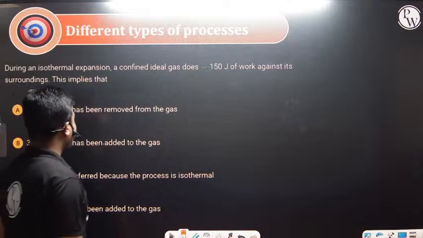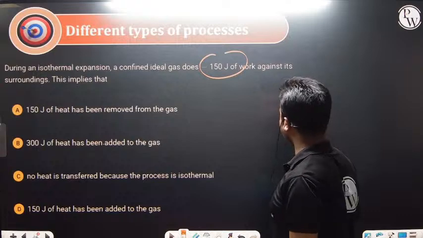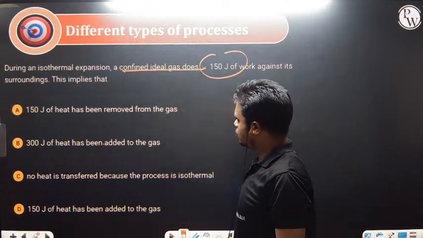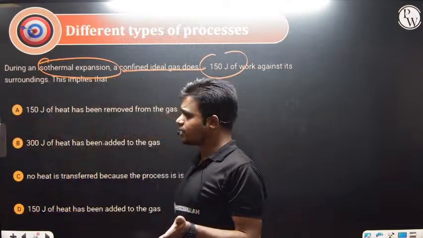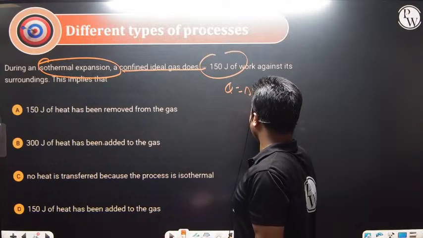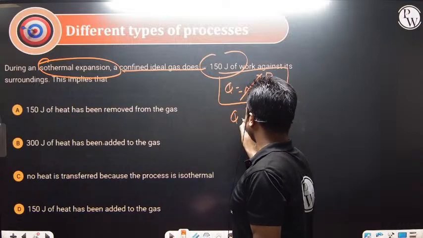During an isothermal expansion, a confined ideal gas does minus 150 joule of work against the surrounding. Confined means the gas is confined over here. So during isothermal expansion means temperature is constant. When the temperature is constant, we will write Q is equal to delta U plus W. So delta U value is 0 because temperature is constant. So Q is equal to W.